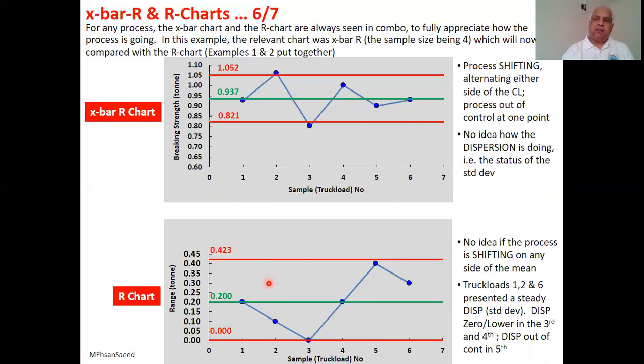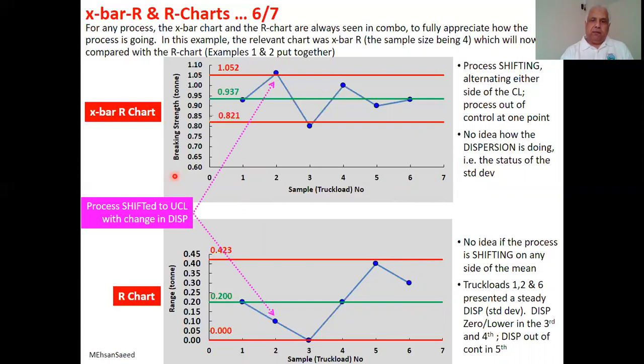So we can start interpreting it now. Over here we find that the breaking strength, the shift is smack on the center line, or not smack on the center line, but just slightly off the center line, and the dispersion is on the center line. That was truck number 1.